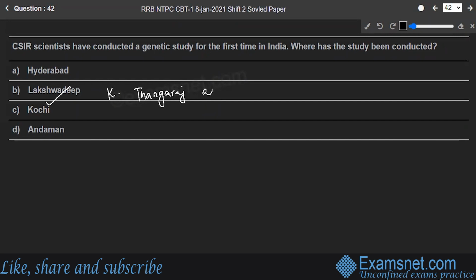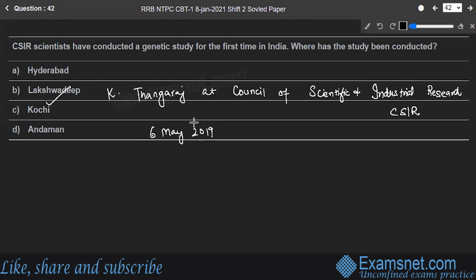Thangaraj at Council of Scientific and Industrial Research, that is CSIR, Center for Cellular Molecular Biology, Hyderabad, have performed a genetic study on the Lakshadweep Islanders for the first time, and the results have been published in Scientific Reports on 6 May 2019.